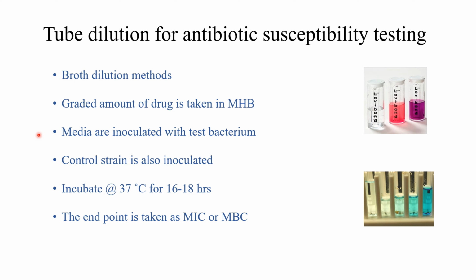This Mueller-Hinton broth is inoculated with the test bacterium, and a control strain is also inoculated in the broth. We will incubate at 37 degrees Celsius overnight, or 16 to 18 hours. At last, the endpoint is taken as MIC or MBC.